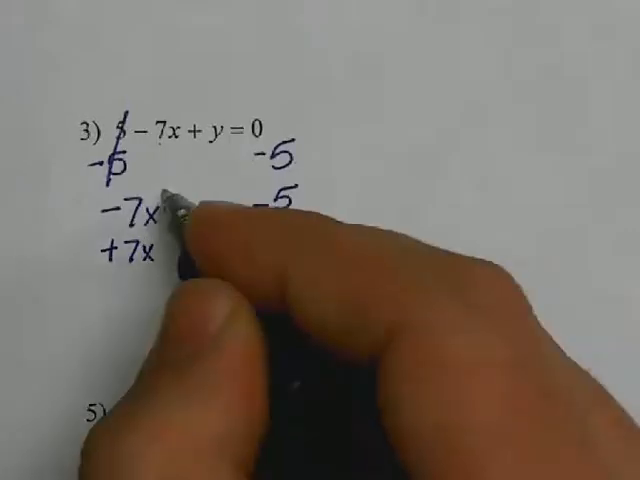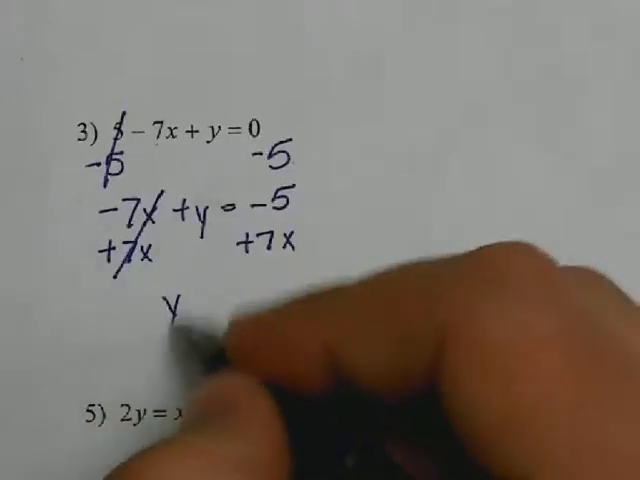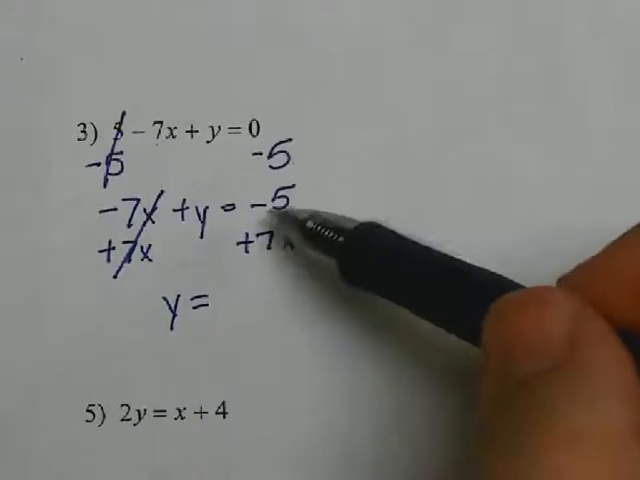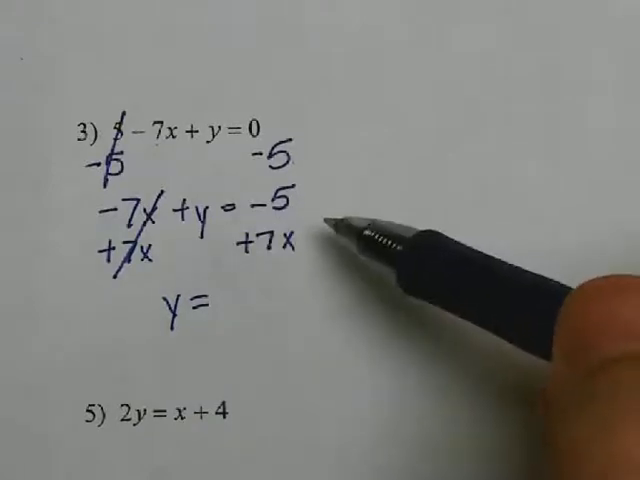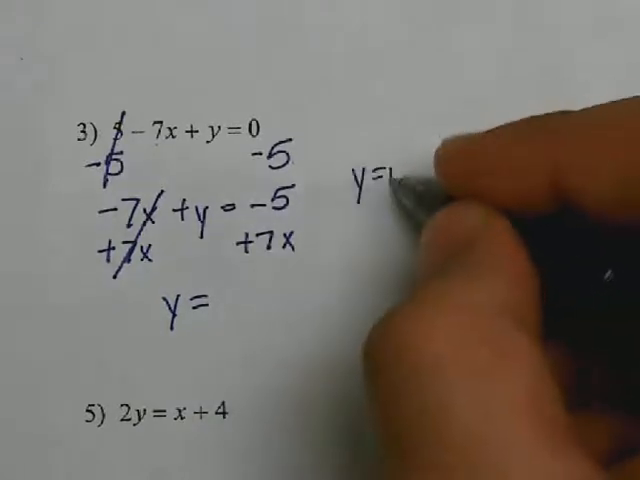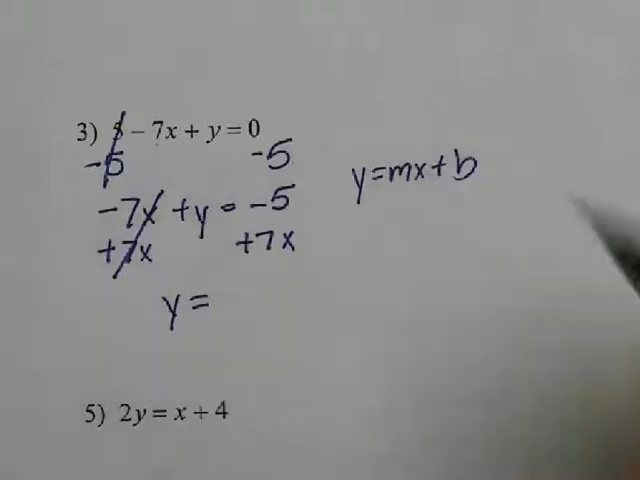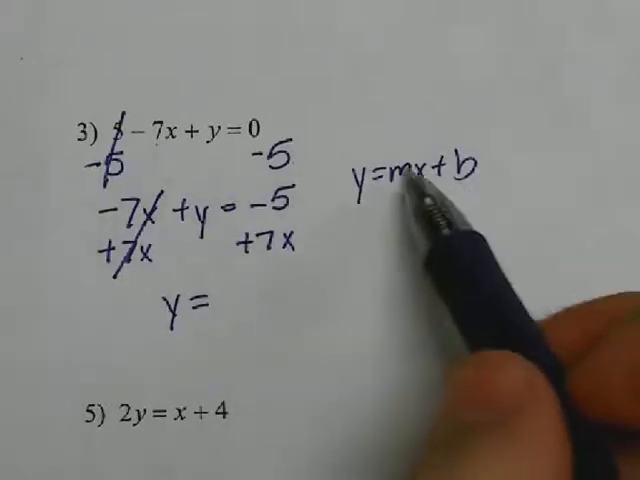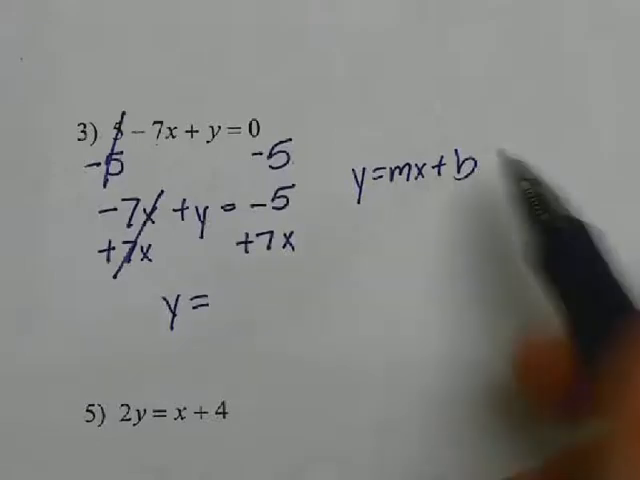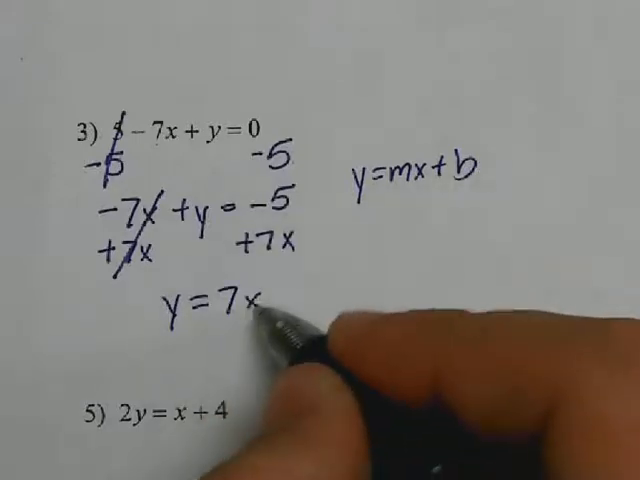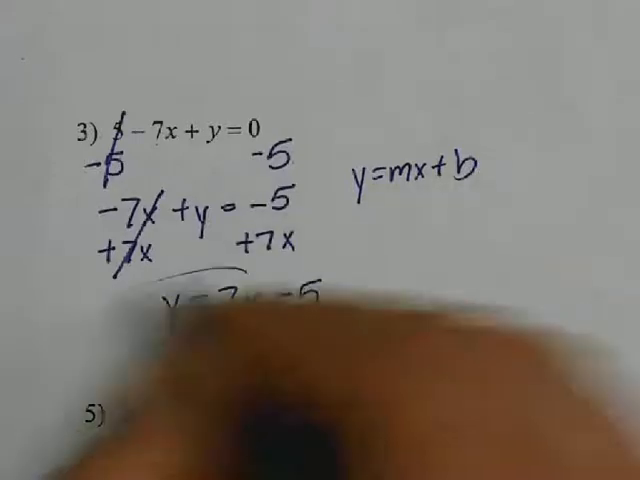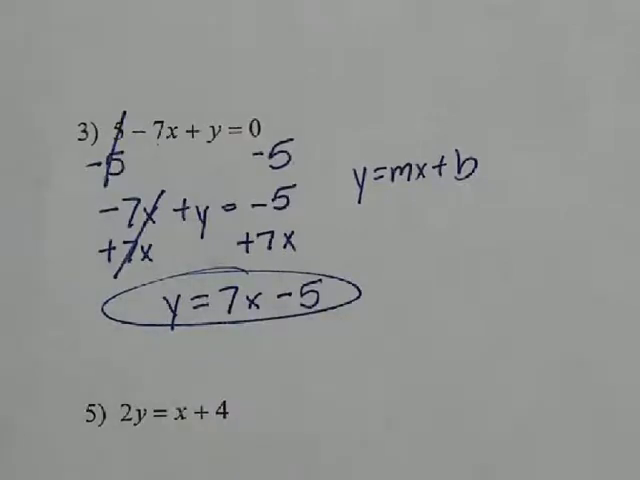This cancels. I'm left with y equals, now we could write this negative 5 plus 7x, but slope intercept form is y equals mx plus b. So we want the slope in x first and then the constant, or the y-intercept. So I'm going to say 7x minus 5. Circle my answer. Again, that's the process. Follow that flow chart on how to do this.